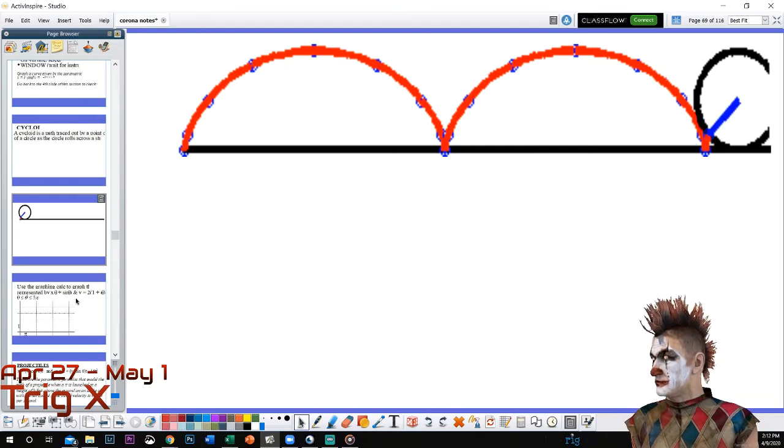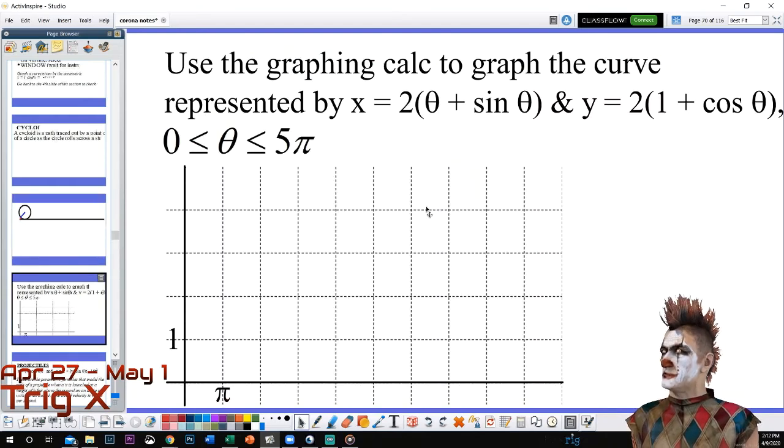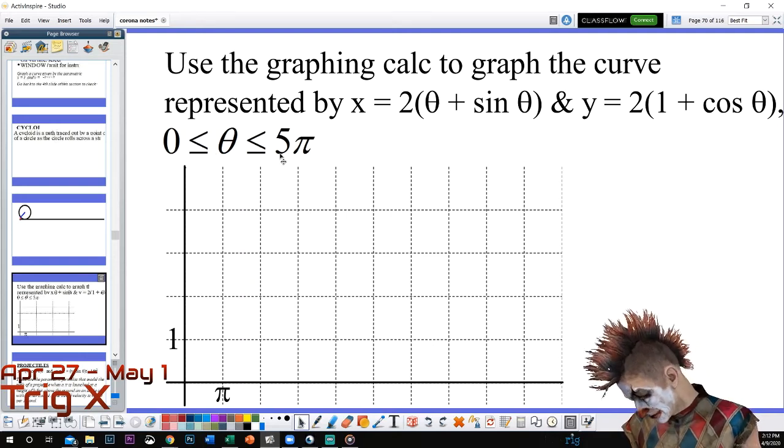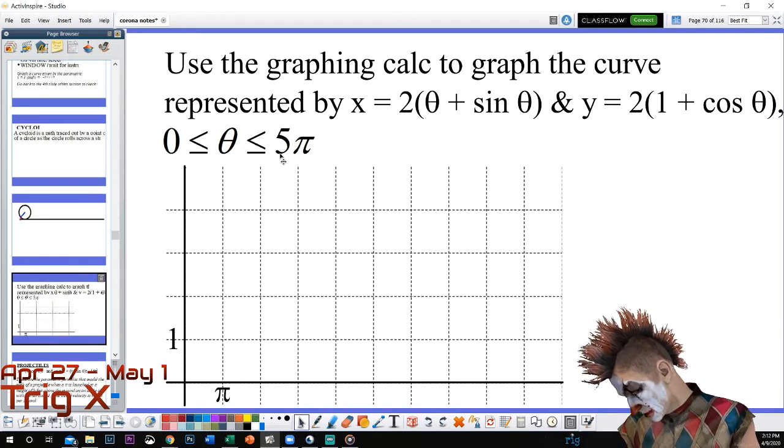Alright, so that's what a cycloid looks like. We can do a cycloid. Here's one. It can be represented by x equals 2 theta plus sine of theta, and y equals 2 times 1 plus cosine of theta. I've given us the domain restriction. We're going to go between 0 and 5 pi.